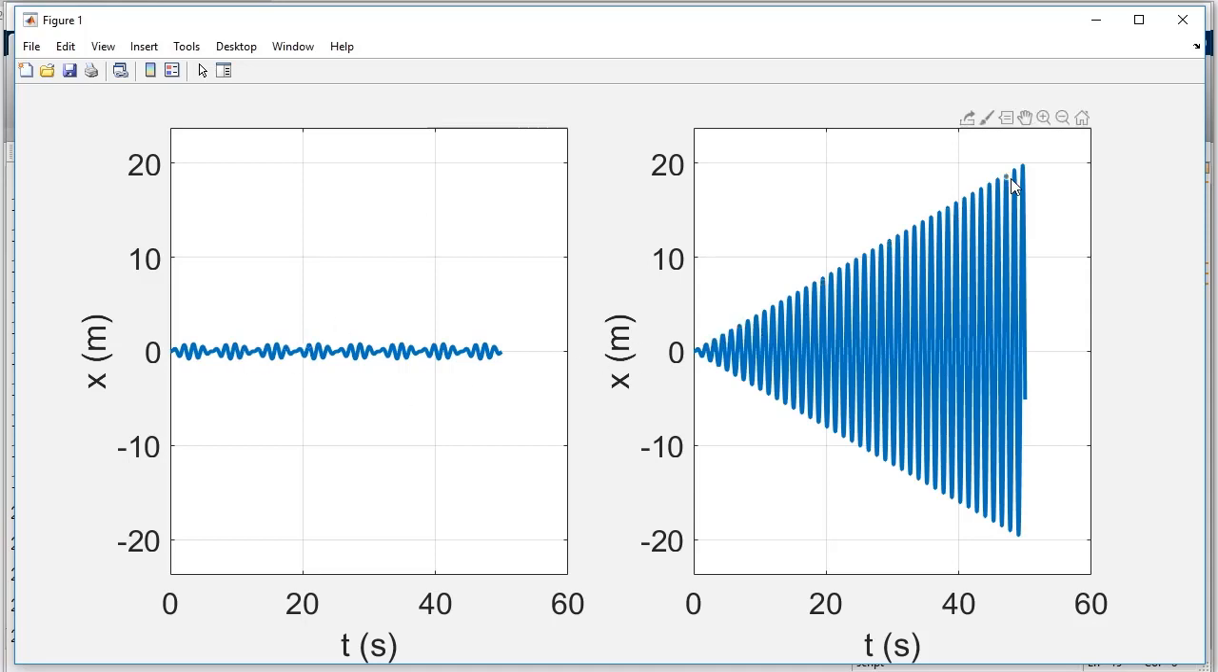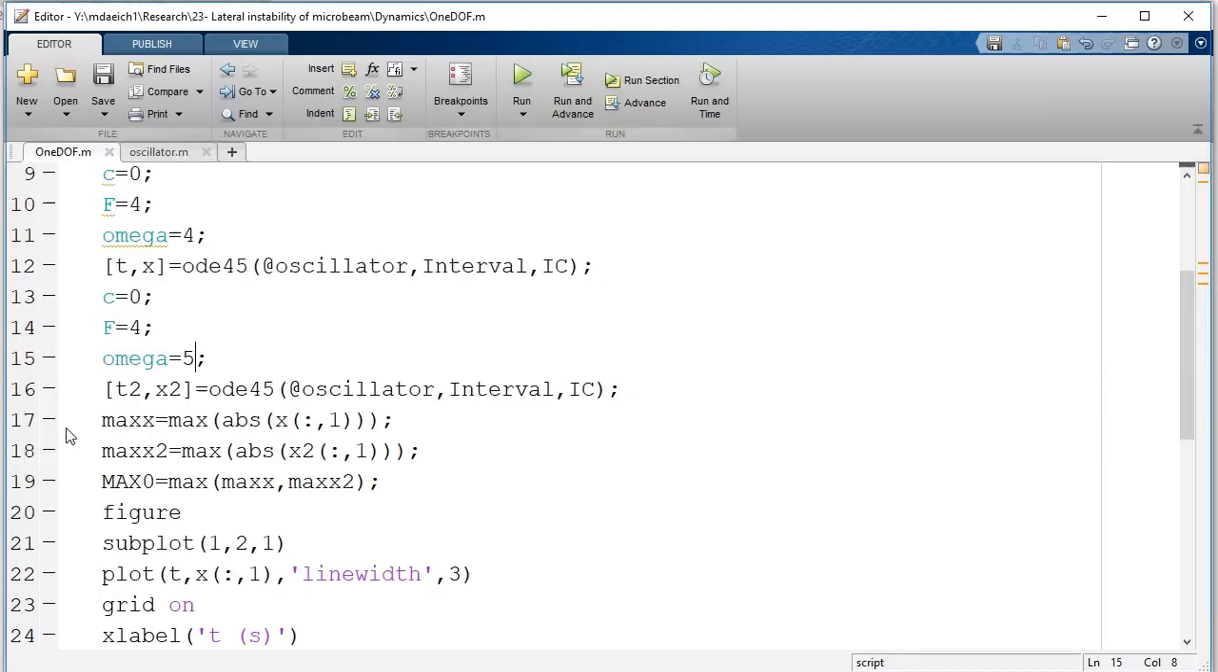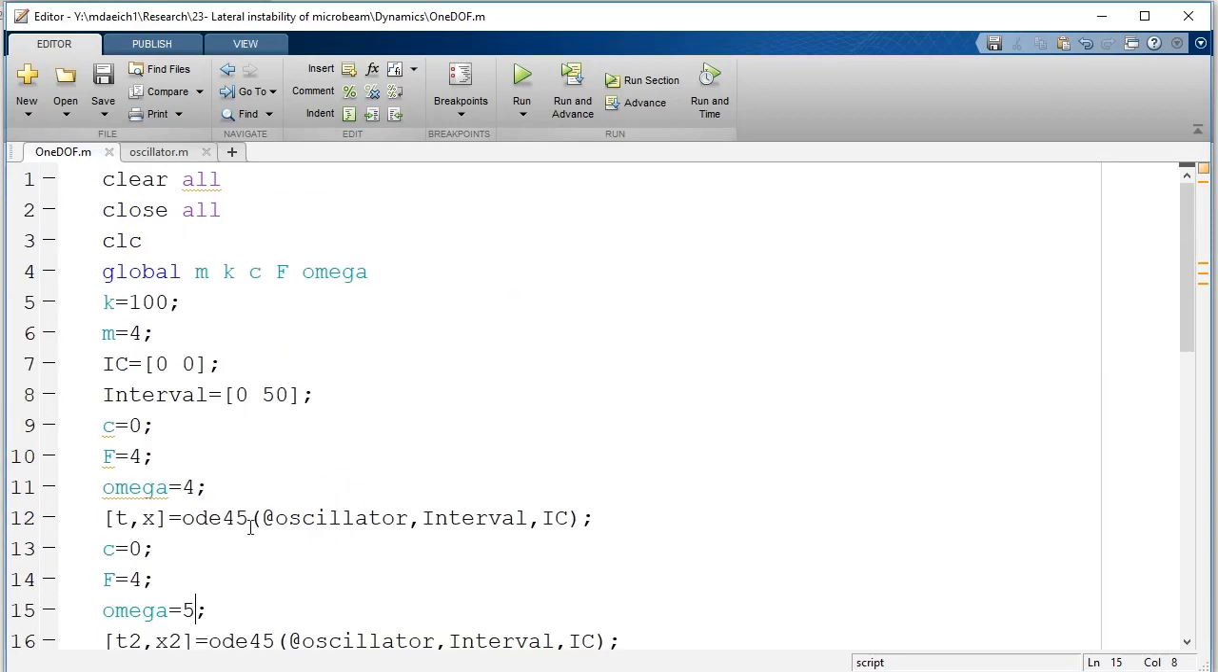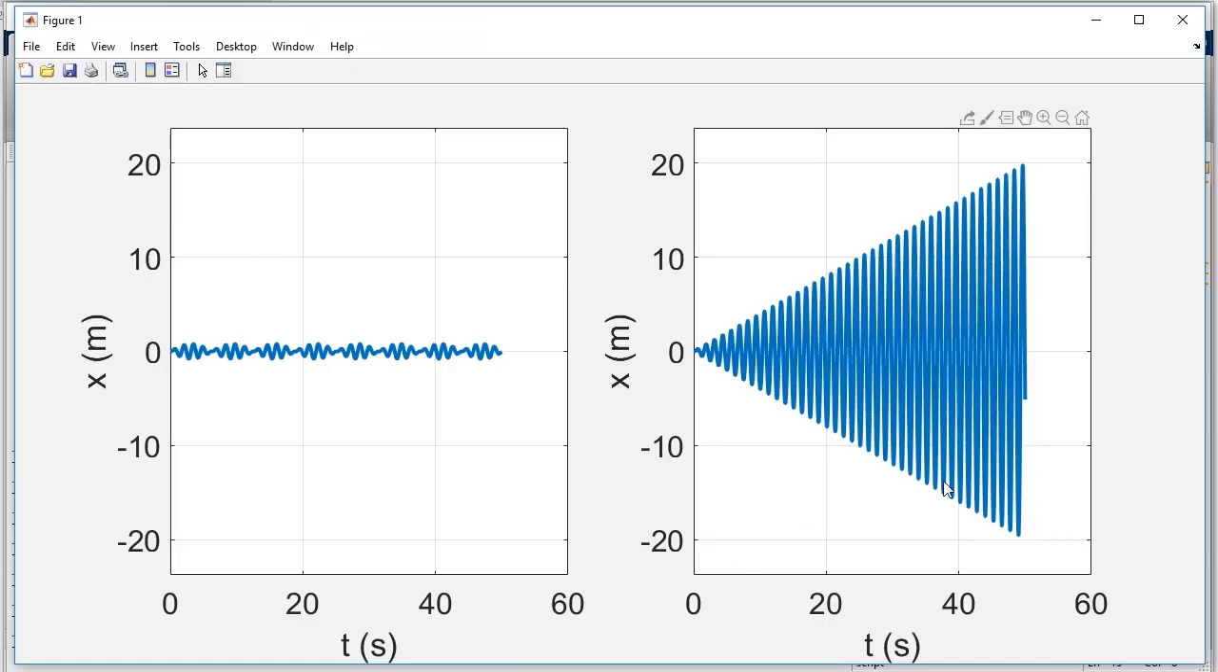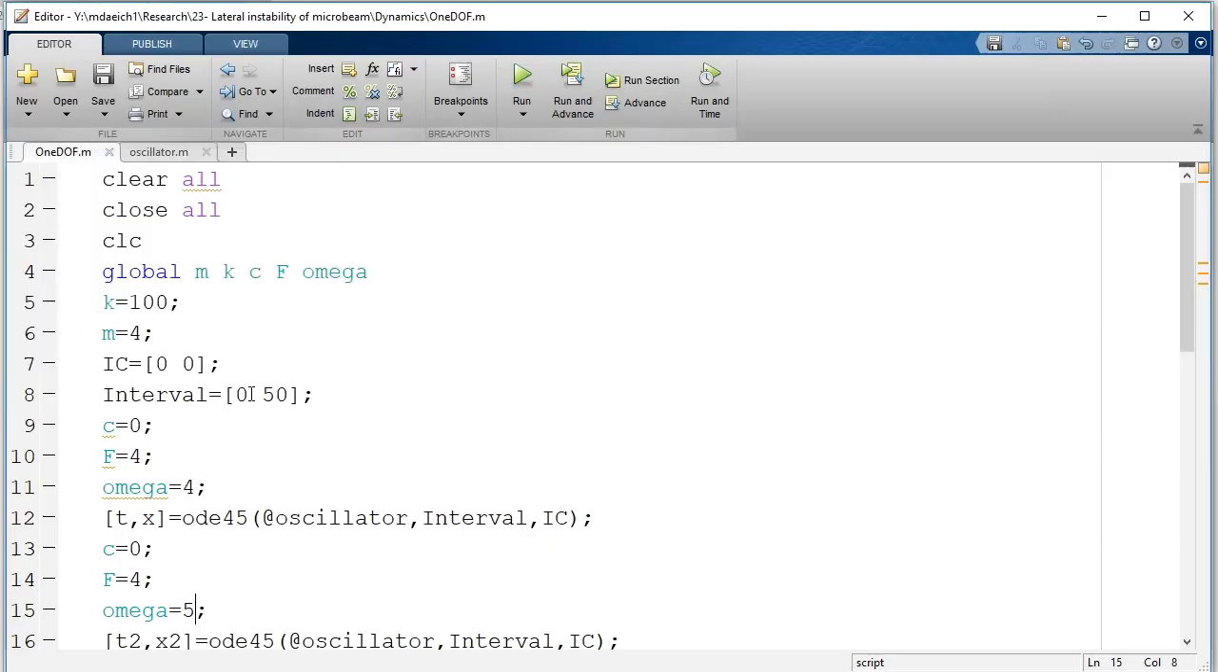But another interesting thing here is that the amplitude is constantly increasing. Here we are just going up to 20, and it seems that if I increase the interval that I'm solving the differential equation for, this response would just keep increasing. So let's change the interval. Here it was going up to 20, and we were solving up to 50 seconds. Let's solve it up to, let's say, 100 seconds.